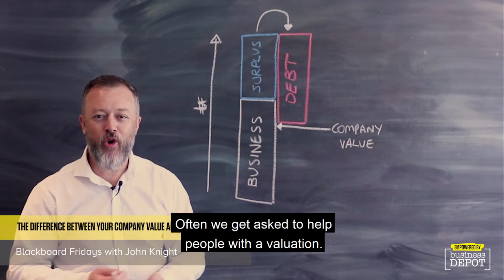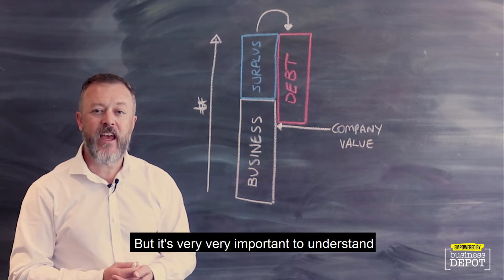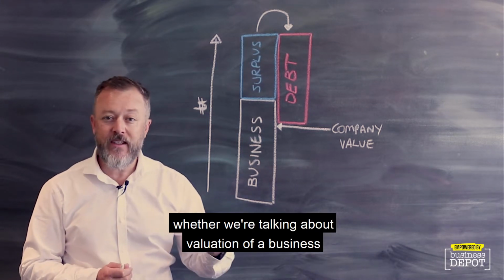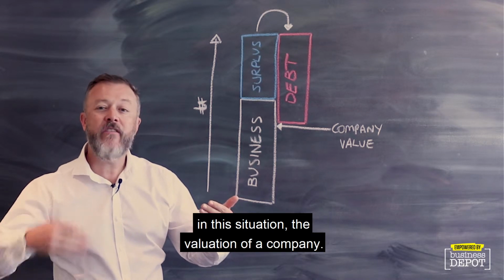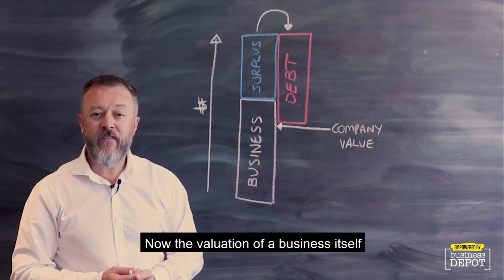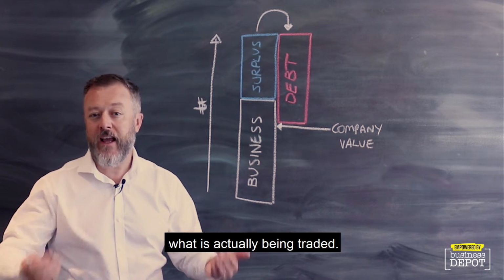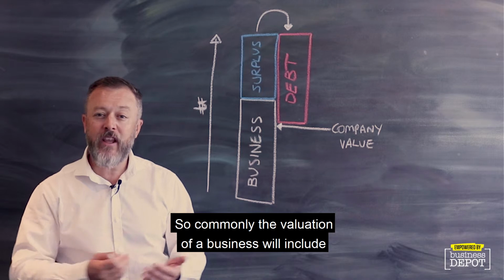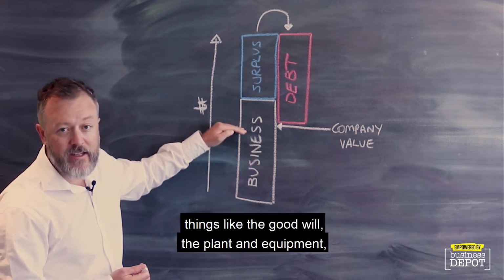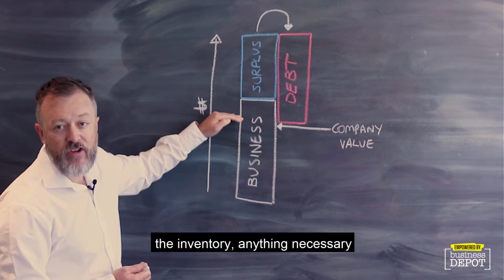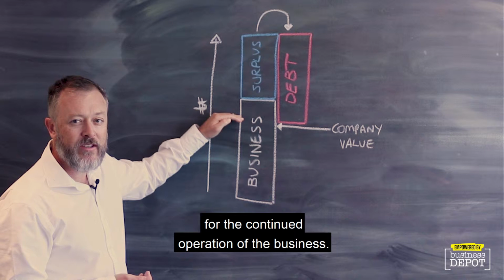Often we get asked to help people with a valuation, but it's very, very important to understand whether we're talking about the valuation of a business or valuation of the entity, or more specifically in this situation, the valuation of a company. Now, the valuation of a business itself can also be different depending on what is actually being traded. So commonly the valuation of a business will include things like the goodwill, the plant and equipment, the inventory, anything necessary for the continued operation of a business.